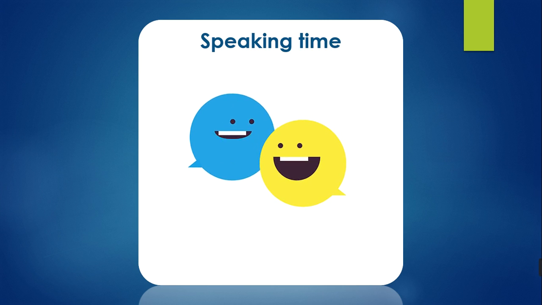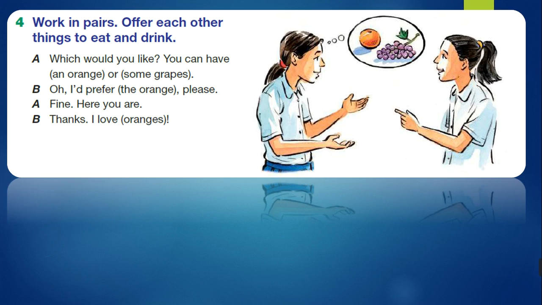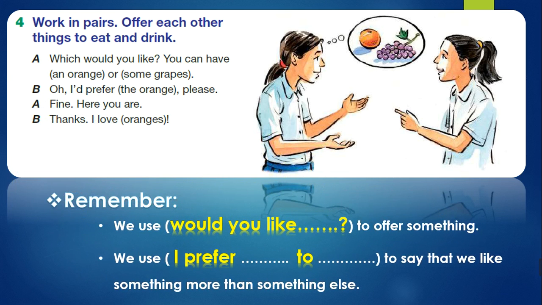Okay, now the last activity is speaking time. Just practice, like the example here, using prefer. Okay, we have two phrases or expressions here. We use what would you like to offer something, and we use I prefer something to something else to say that we like something more than something else. What would you like? You can have an orange or some grapes. When you want to ask someone to have something, would you like an orange or an apple? Or which would you like, coffee or tea?